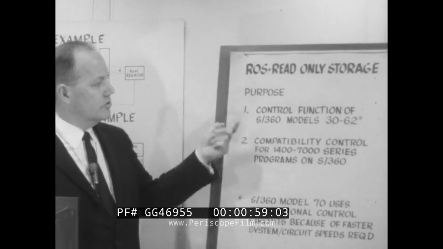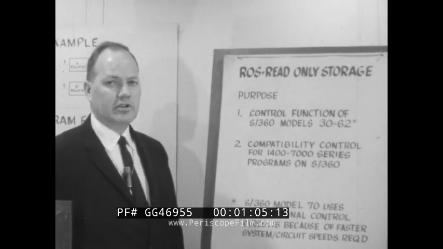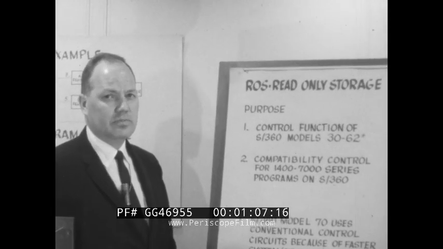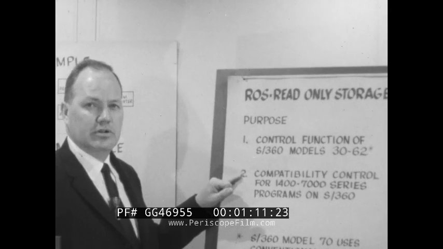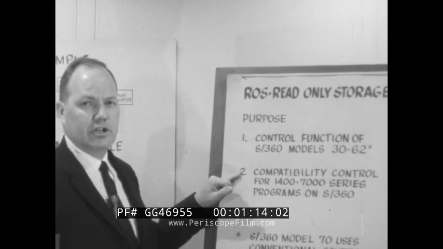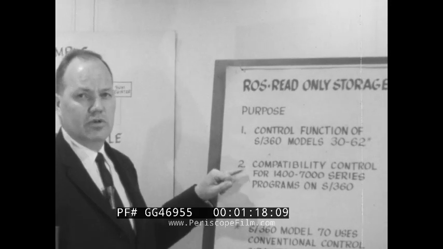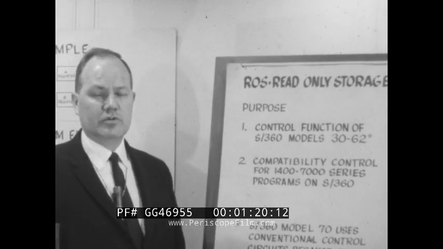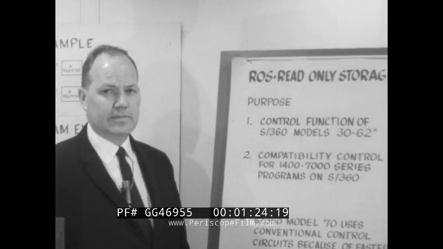And read-only storage now replaces the conventional tubes, SMS cards, various other types of circuitry that we've utilized in the past. Number two, it gives us compatibility control with proven object programs of the 1400 and 7000 series systems so that we can ease the transition from currently installed 1400 7000s to System 360.